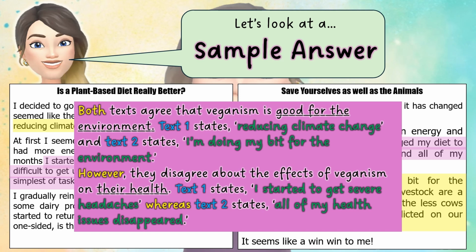You get marks for the statement that they agree or disagree on, such as good for the environment and bad for their health, and you get marks for the quotes from each text. So try to write your answers in this format. I've also highlighted the comparison words, both, however and whereas, because this is definitely useful to know if you want to move on to GCSE. How did you do?